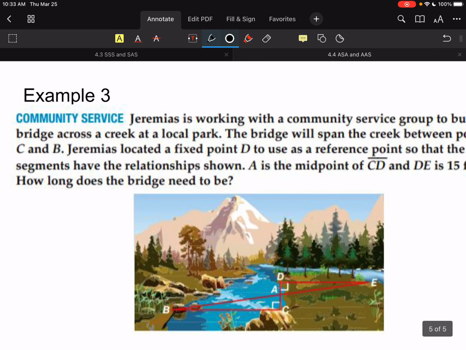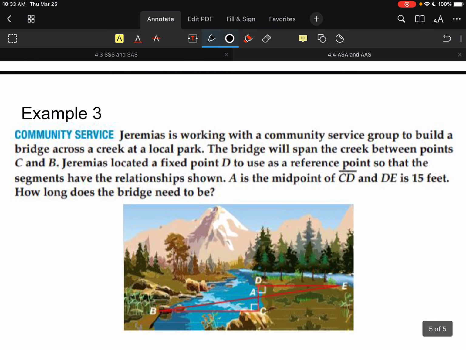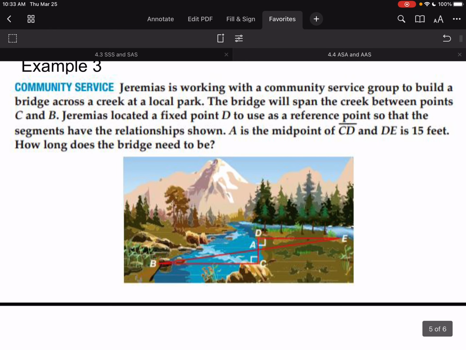All right, last one. And I might have to add another page here so that I have enough room to write. So Jeremiah is working with a community service group to build a bridge across the creek at a local park. The bridge is going to span the creek between the points C and B. So it is going to span this length here. So span the points between C and B.